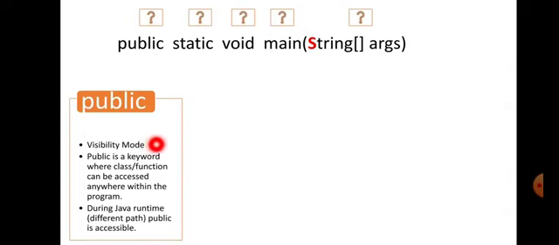It can be accessed by any function. It can be accessed by any class. So public is very, very important. Public is a keyword where a class and function can be accessed anywhere within the program. The next point is, during Java runtime, even if it is in a different path, the public is accessible. Very, very important. One, public, you understood now.